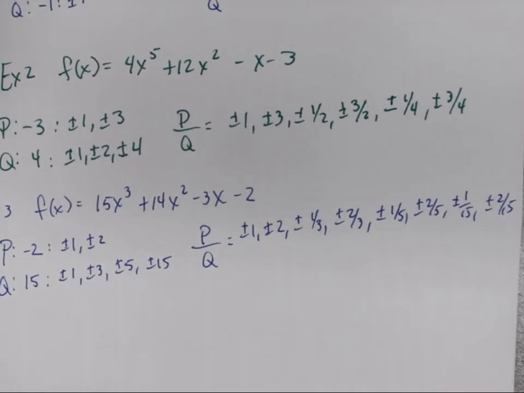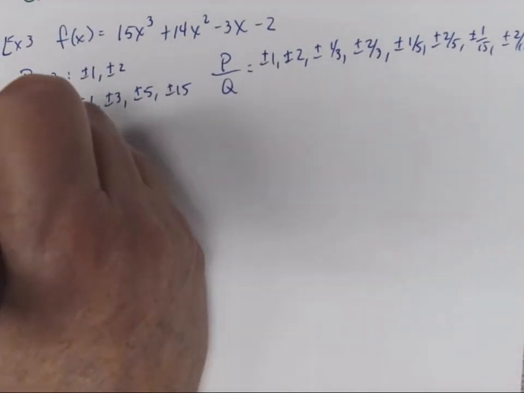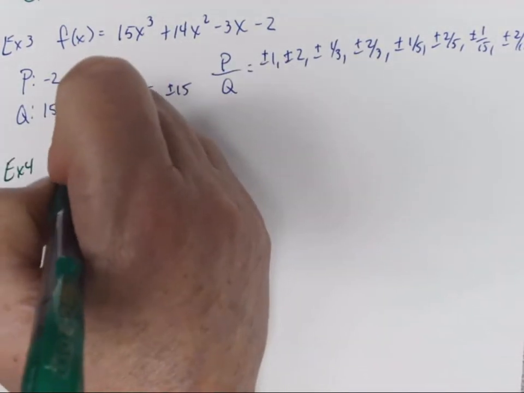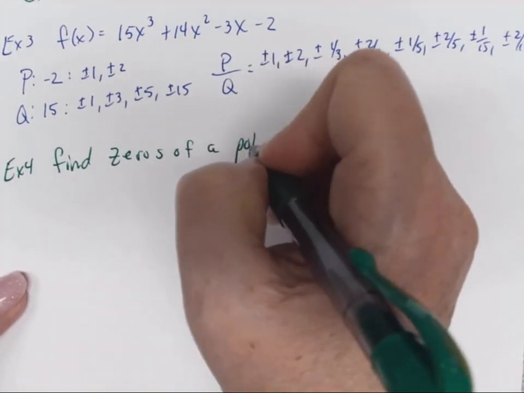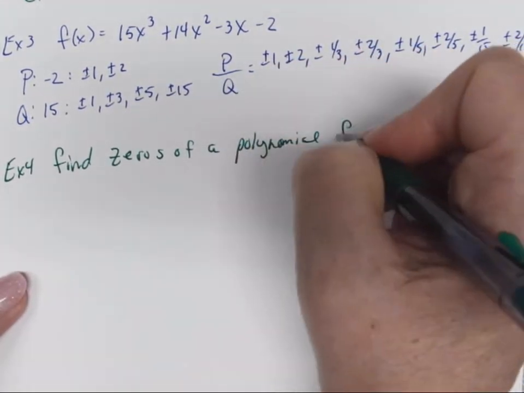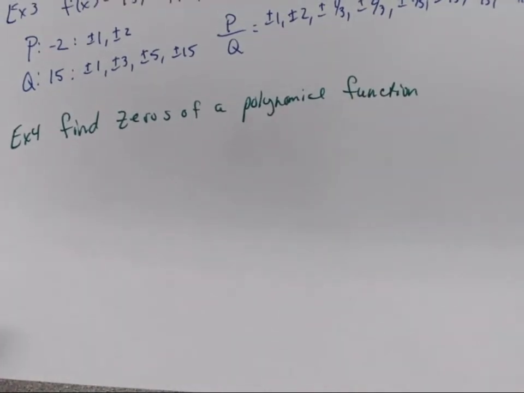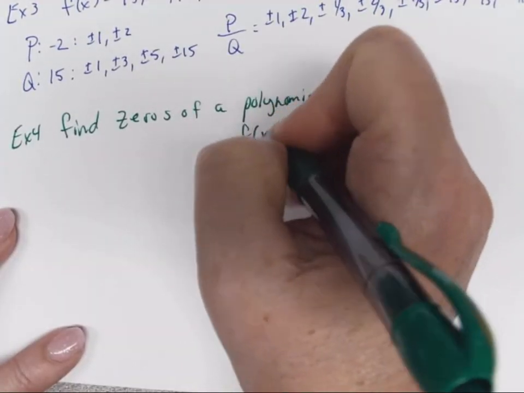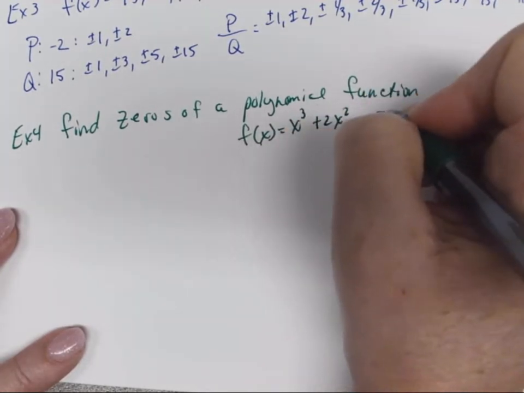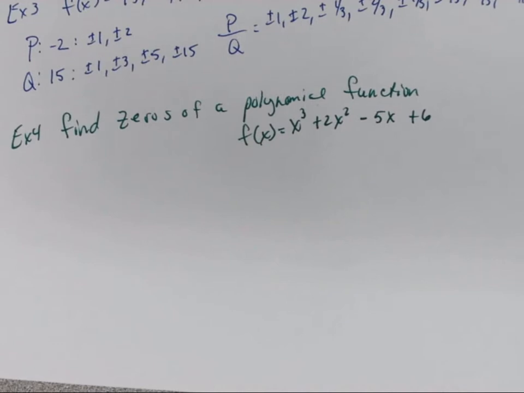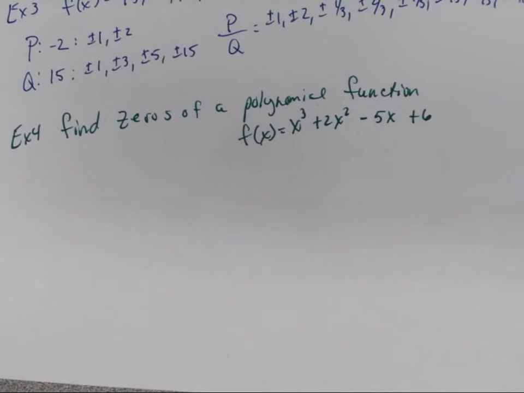So let's actually go solve for 1. Let's go do example 4. So we're going to find the zeros of a polynomial function. So this time, we're not finding the possible zeros, we're actually going to find the zeros. So we're looking at f of x is equal to x cubed plus 2x squared minus 5x plus 6. So we're looking at the possible zeros first, and then we'll figure out which ones are actually zeros.